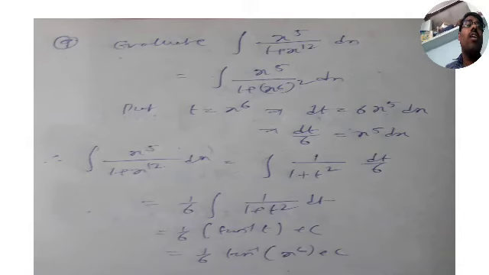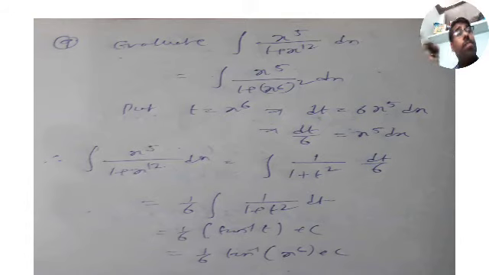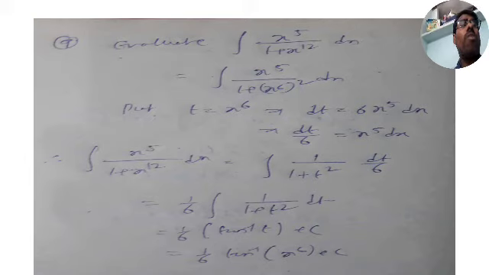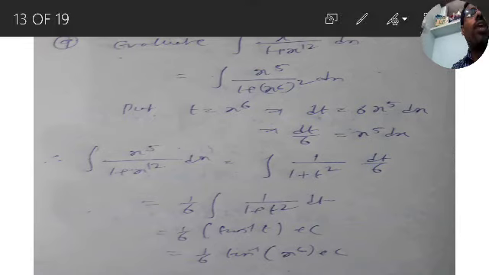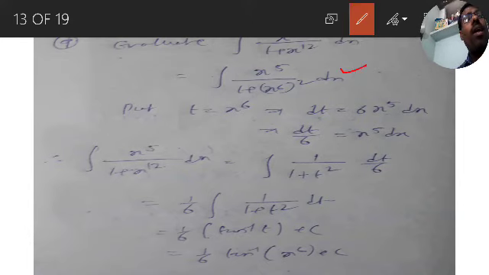Evaluate. Now you see the beauty. Evaluate the integration of x to the power of 5 by 1 plus x to the power of 12 into dx. So one more step, we need to identify the substitution. X to the power of 12 can be written as x power of 6 whole square. X to the power of 5 by 1 plus x power of 6 whole square.